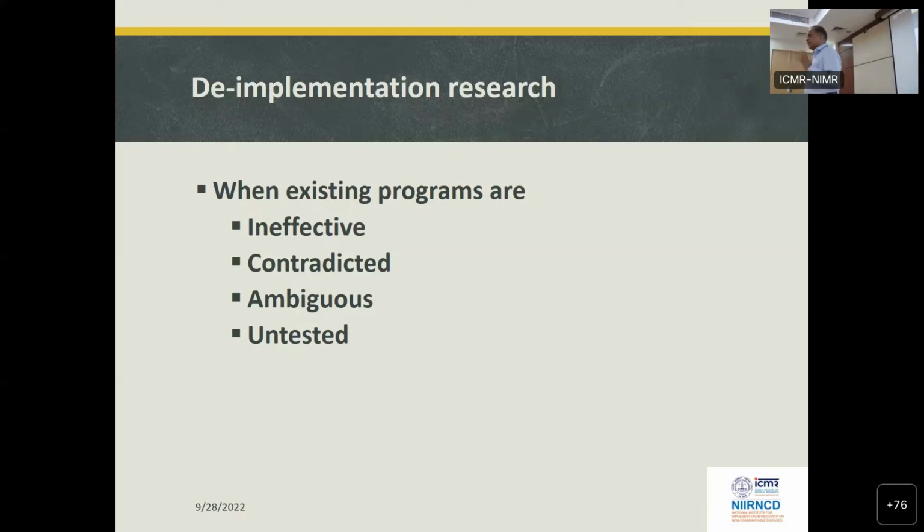That's what science says. That's what implementation science says: that you should be prepared to accept your faults and errors in your program, announce it, stop it altogether, and then go for the launching of the new program.